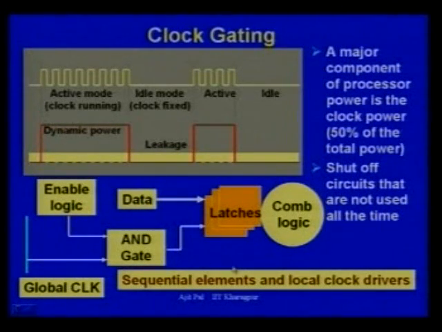This is the basic idea of clock gating, which is used to reduce dynamic power dissipation in sequential elements and local clock drivers. Clock drivers nowadays consume heavy power, 50% of the total power is dissipated in the clock tree, and by using clock gating, as you can see here, only leakage power dissipation is taking place. Dynamic power dissipation is removed when we are doing clock gating. So you can reduce the power dissipation by clock gating by using this type of circuit.